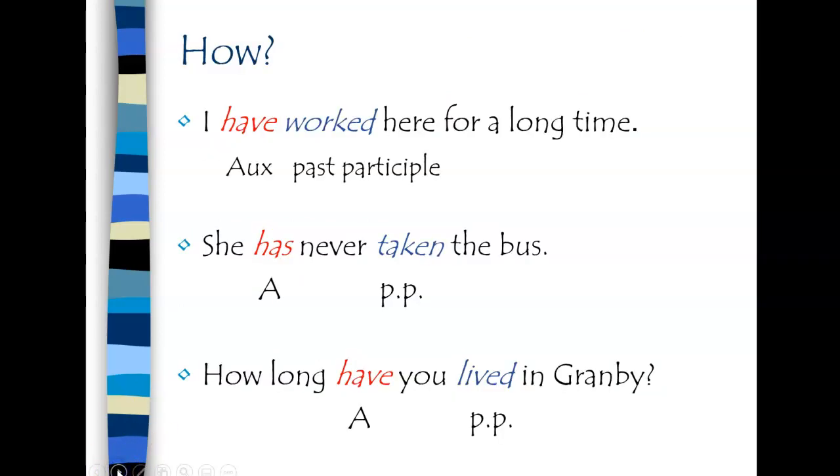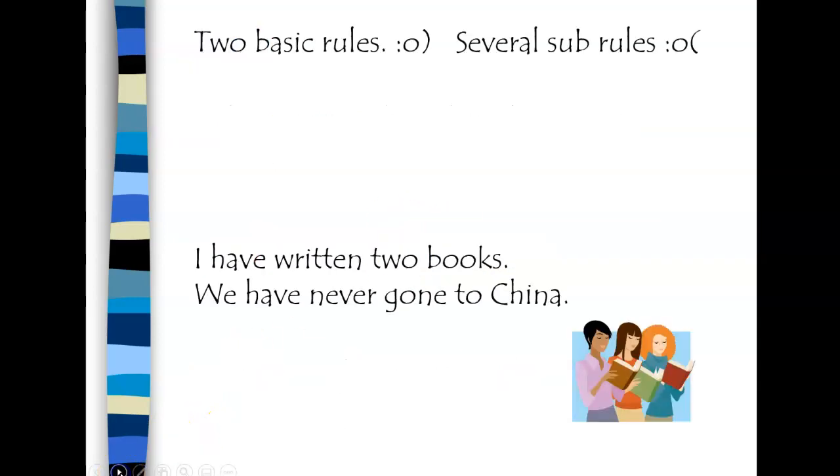So the simple part is the conjugation. My auxiliary is have or has, and then my verb is in the past participle. So if it's a regular verb like work, you just add ed, and if it's an irregular verb, you use the past participle like go, went, gone, take, took, taken. So these are irregular verbs. So there are two basic rules of using the present perfect, and then several sub-rules. So it's really in the sub-rules where people make mistakes.